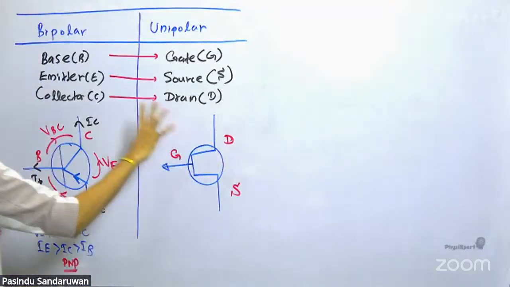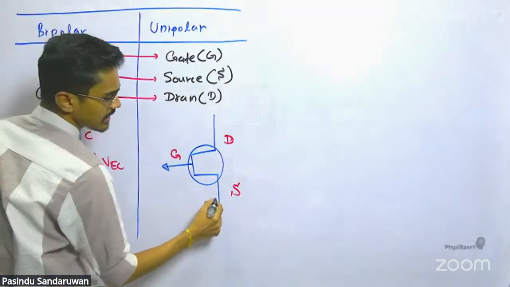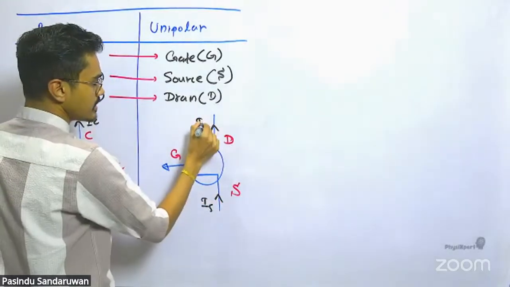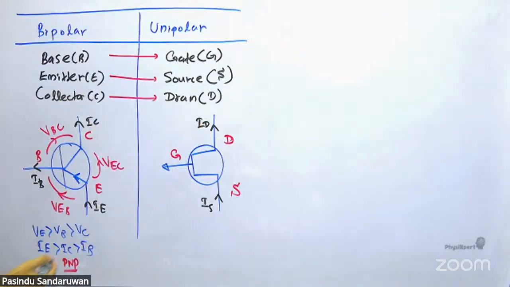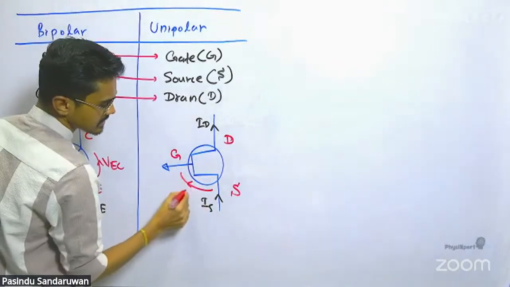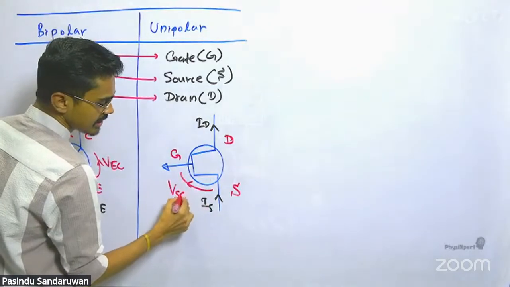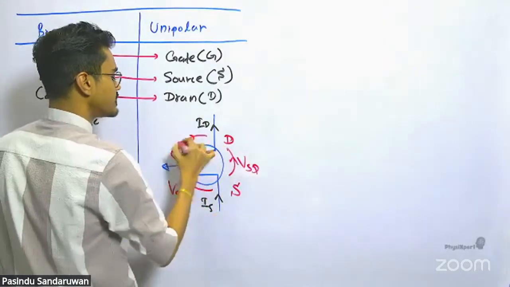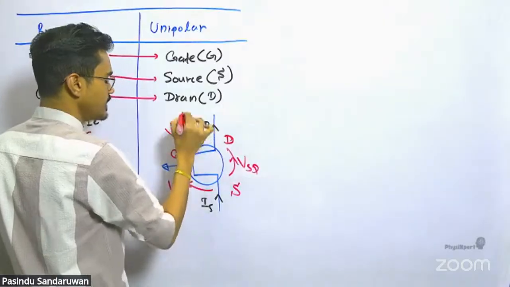Current flows are exactly the same as this. As IE is upwards, here IS is upwards. And ID is upwards as IC is upwards. Then potential differences. Current flows from S to D. Then this potential difference is VSG, this potential difference is VSD, and this potential difference is VGD.